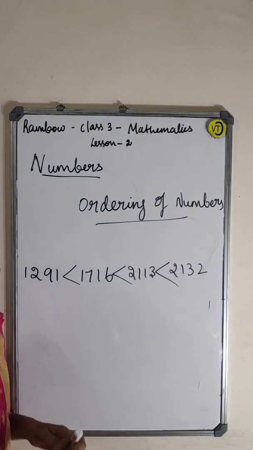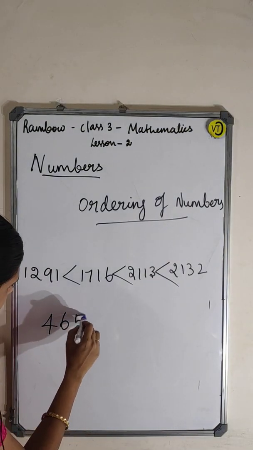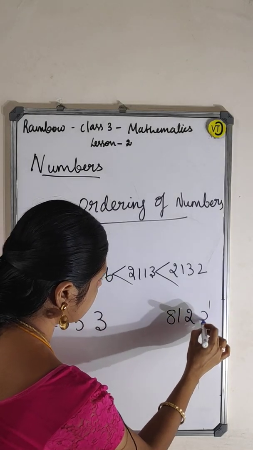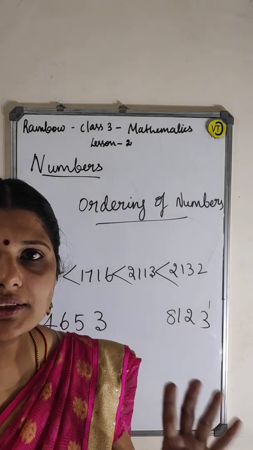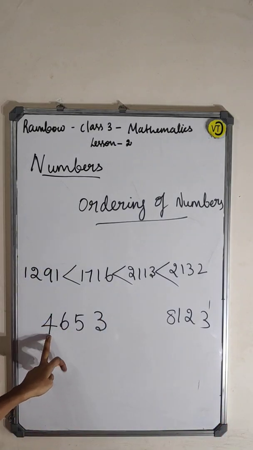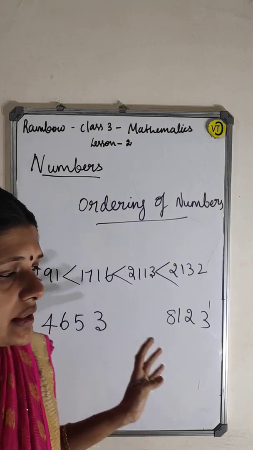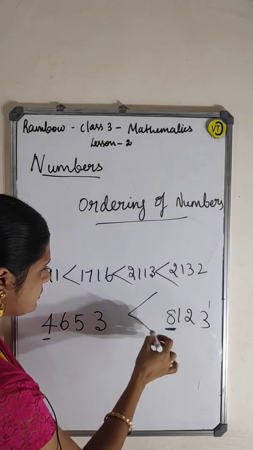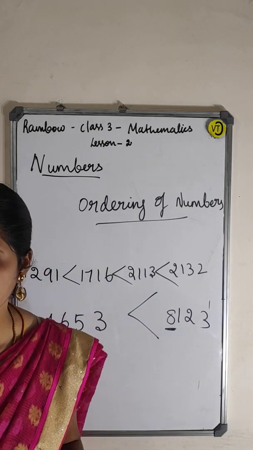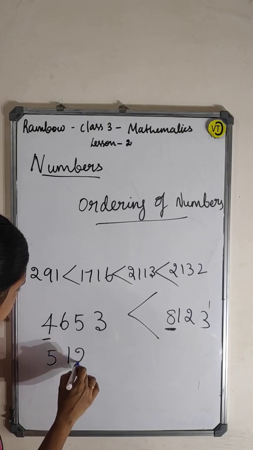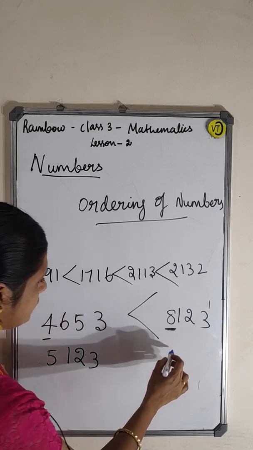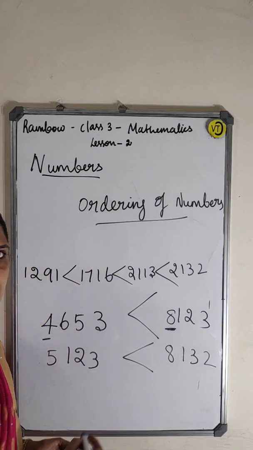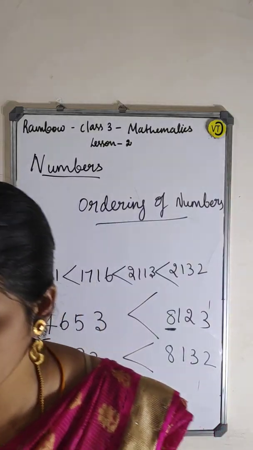Okay. Now you tell me. 4653. You have to compare now. 8123. Which is the bigger number among these 4 digit numbers? Very easily, just listen here. What is the first, leftmost digit here? 4. And this is 8. Which is bigger, 4 or 8? It is 8. Over. Okay. One more number I am giving you. 5123. Then 8132. Which is bigger here? 5 or 8? 8 again. Okay. Then one more.